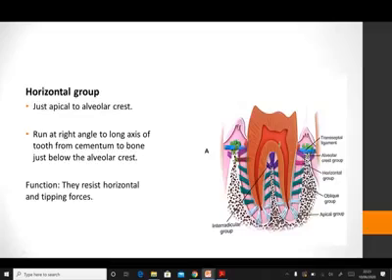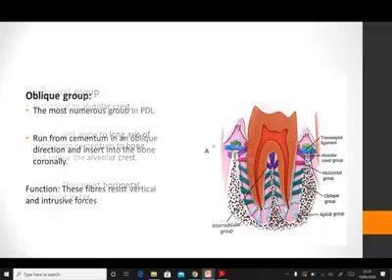These fibers, the horizontal group fibers, resist the horizontal and tipping forces on the tooth. Tipping forces would be any force that would tip the tooth in any direction, mesial, distal, buccal, lingual, and also any sort of horizontal forces. So the horizontal group resists horizontal and tipping forces, and they run at right angles, perpendicular to the long axis of the tooth. They're attached to cementum on one side and alveolar bone on the other side, running just below the alveolar crest.